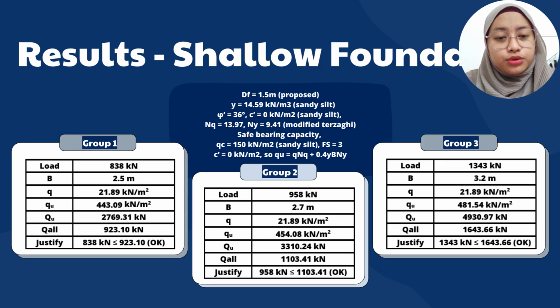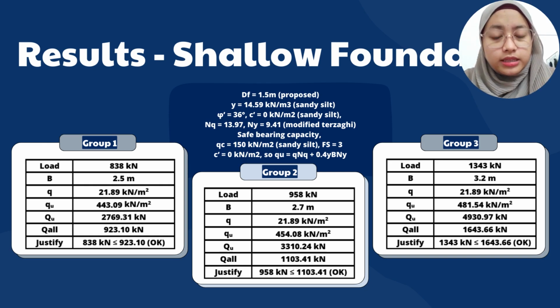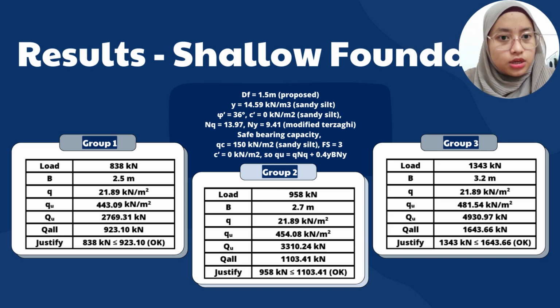Same goes for group 2 and group 3. As you can see from this slide, for group 2, the applied load from the column is 958, and the gross allowable load is 1103.41. So the design is satisfied. And also for group 3, the applied load is 1343, smaller than the allowable load of 1060.43.66. So this design is also satisfied for all groups.